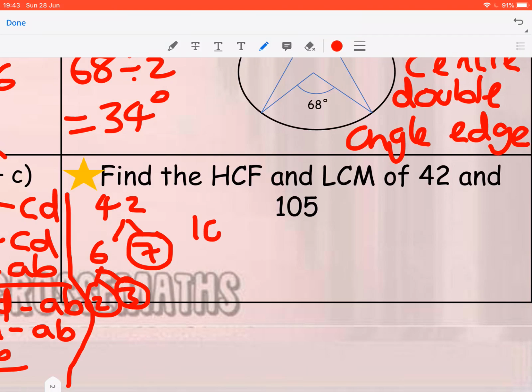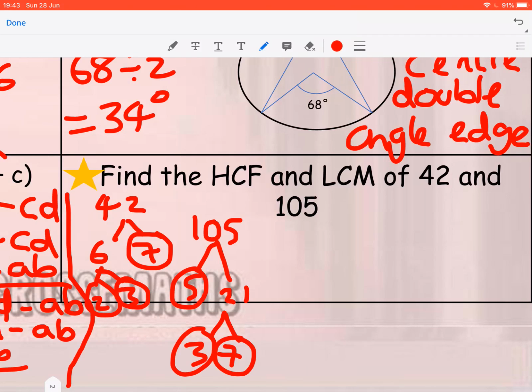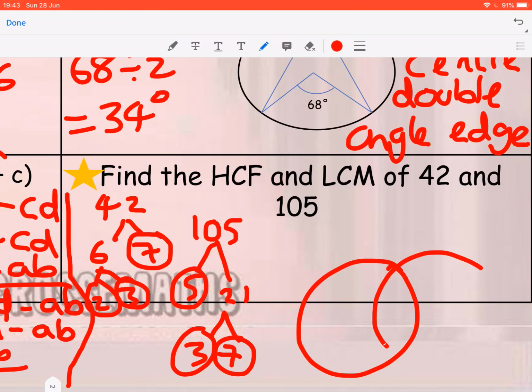Then I do the same thing for 105. 105 breaks down into 5 and 21. 21 breaks down into 3 and 7. Okay, so I've done those. Once I've done that, I do a Venn diagram. Now, you'll all be familiar with a Venn diagram, okay? I've got to fill the numbers in for this Venn diagram using the numbers with circles around them.